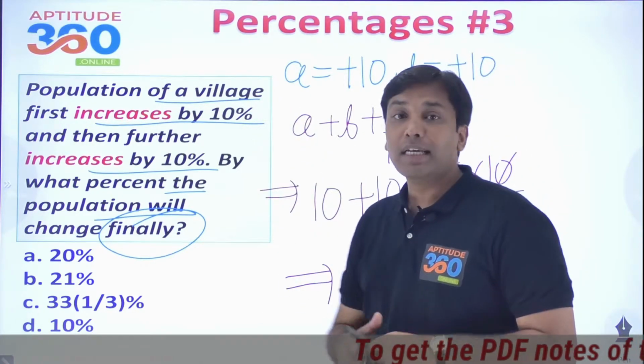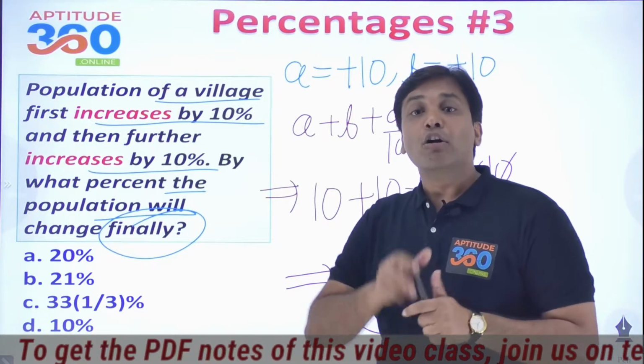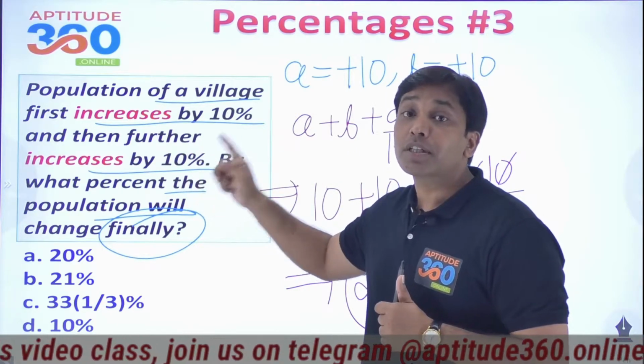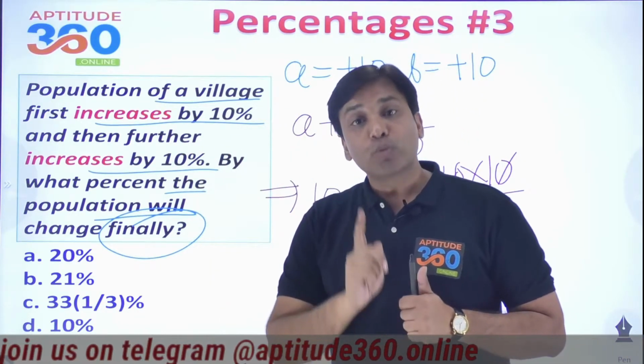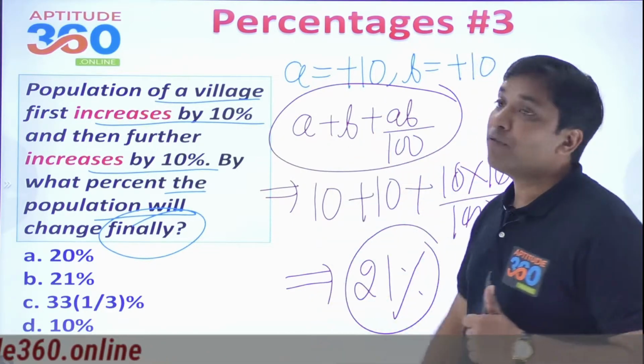Most of the people will say that पहले साल में तो 10% बढ़ा, दूसरे साल में तो 10% बढ़ा, तो दोनों साल का मिला के कितना बढ़ा? 20%. No, it is not increasing by 20%, it rather is increasing by 21%. Is that okay? So you need to understand how this AB formula works.